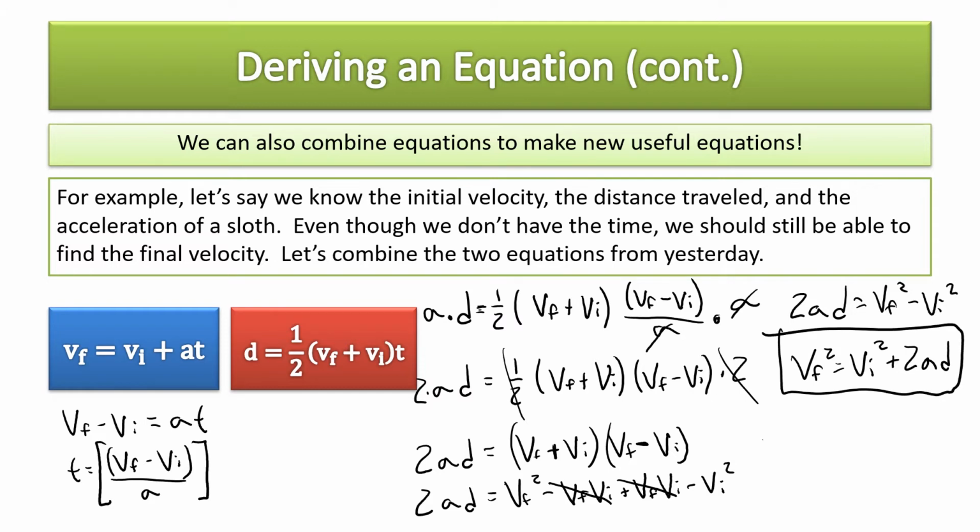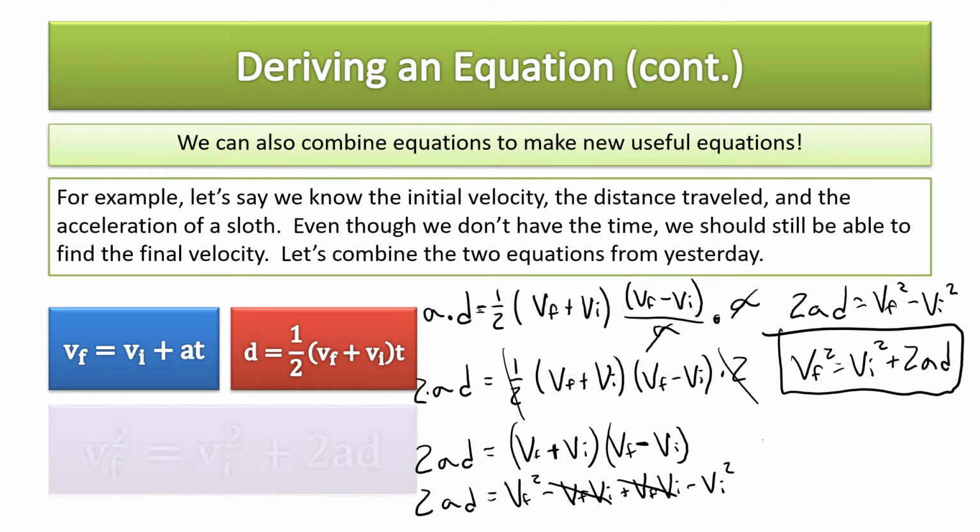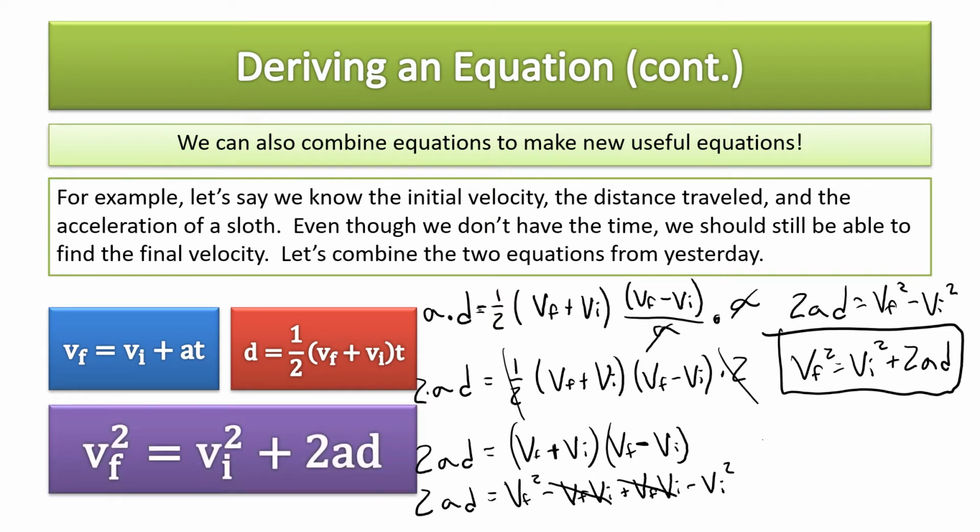That is a nice equation, and it does roll off the tongue. VF squared equals VI squared plus 2AD. You're going to be writing that down a bunch of times. There it is in all its glory. Let's find it on the reference table, shall we?